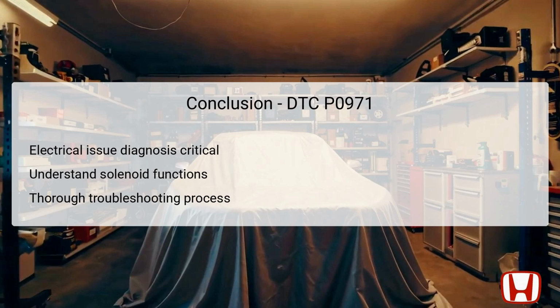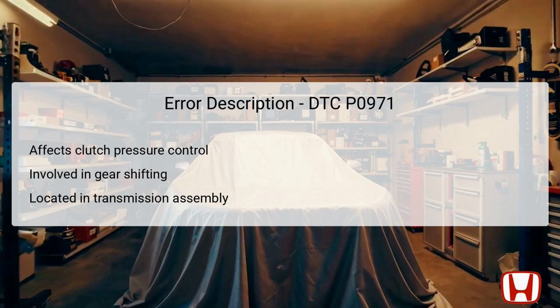DTC P0971 specifically points to an issue with the AT automatic transmission clutch pressure control solenoid valve C. This component is vital for maintaining the appropriate hydraulic pressure within the transmission, allowing for smooth engagement and disengagement of the clutches. Located within the transmission assembly, the solenoid valve is responsible for controlling the pressure that facilitates gear shifts.